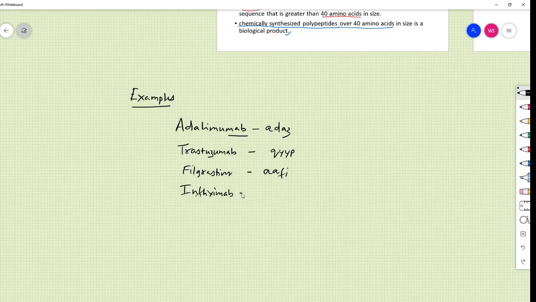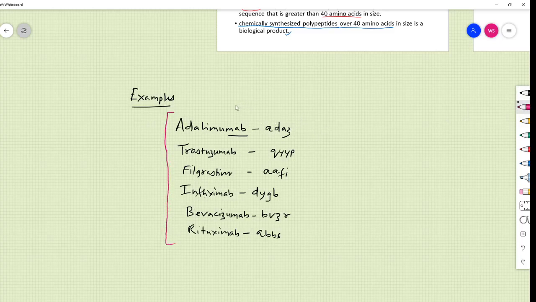Infliximab has the suffix DYGB. Bevacizumab has the suffix BVZR. Rituximab has the suffix ABBS. So these are the examples of biosimilars.